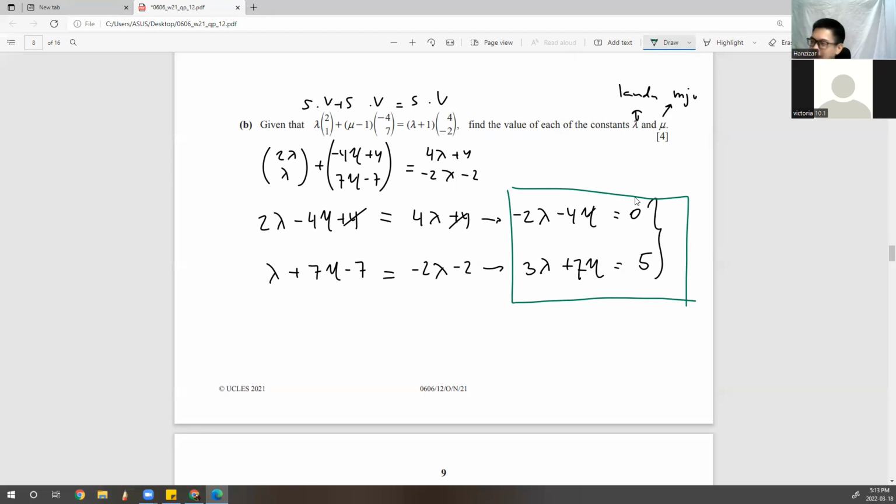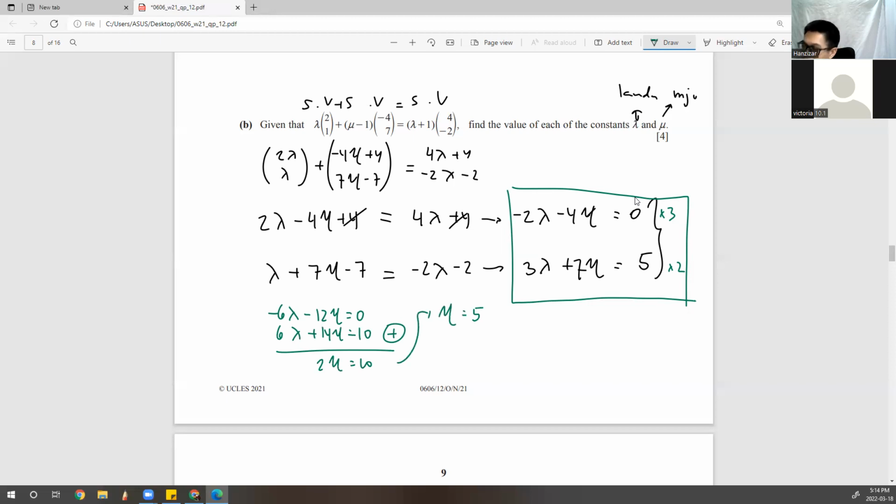So you have to multiply. If you want to eliminate the lambda, you multiply by 3, you multiply by 2, right? Remember this rule? Minus 12 mu equals 0. And this is 6 lambda plus 14 mu equals 10. What you need to do is plus, yeah? Why is it plus, why is it not minus? Because if you subtract, you will get negative 12. So you need to plus, because it's a different sign. And 2 mu equals 10.